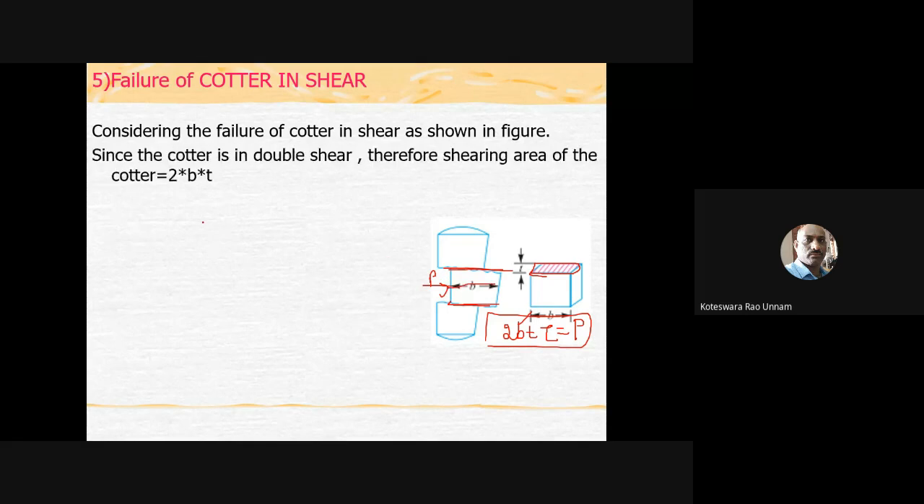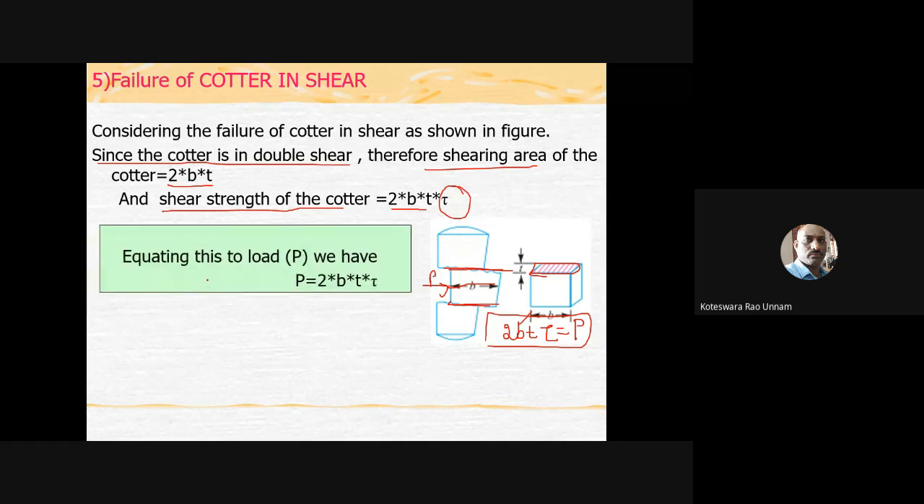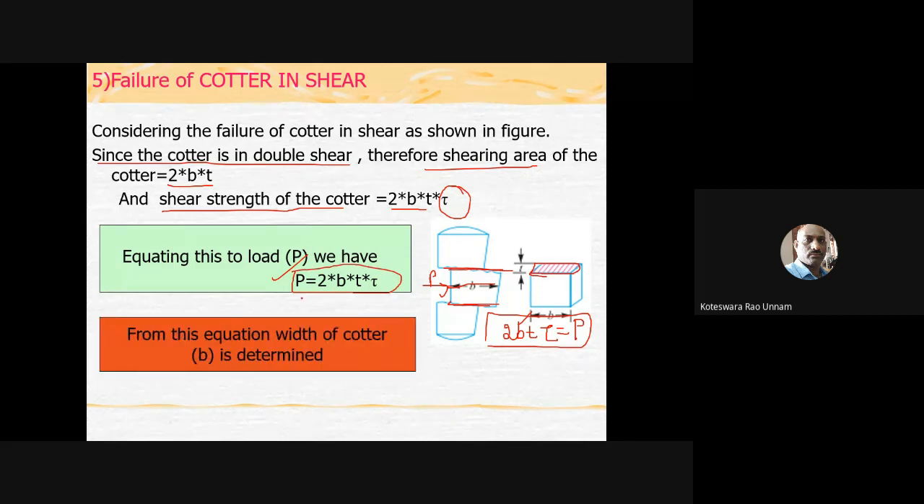That's what I showed here. Since the cutter is in double shear, the shearing area of the cutter is nothing but 2 into B into T. Then the shearing strength of the cutter is 2BT multiplied by the allowable shear stress. From that we get the equilibrium equation, that is, the shear load P is equal to 2 into B into T into tau. From that you can calculate the dimension B.